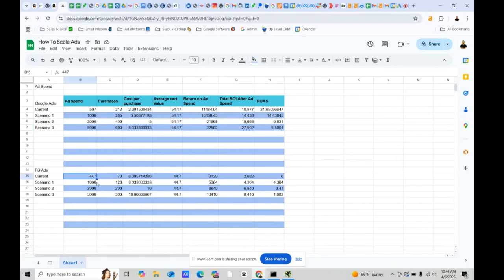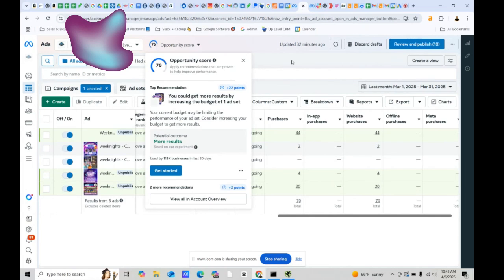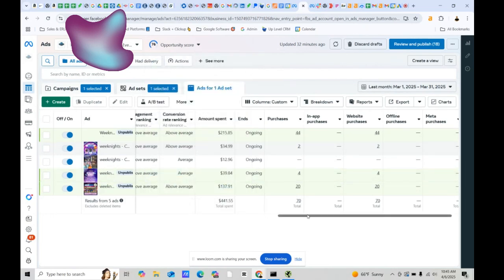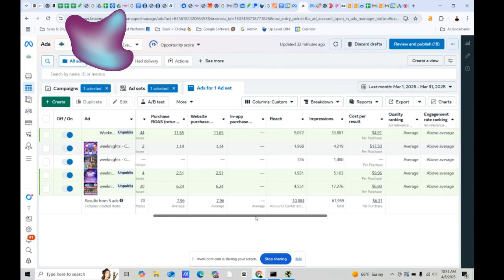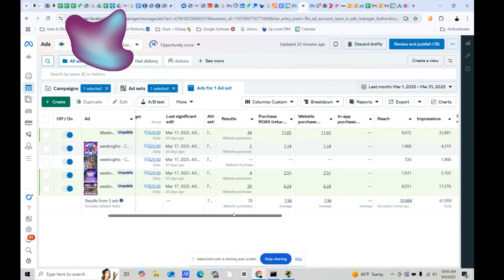So current ad spend on Facebook ads is $477, right? And let's go to the Facebook ads here. Here we go. Okay, so we have these Facebook ads. So we got 70 purchases when spending $441 of total ad spend. So if we go over here, that gives us an average cost per result of $6.31. Okay, and these are the different stats here.